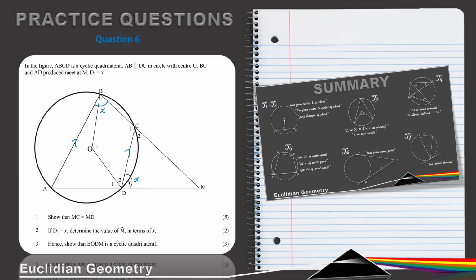Okay, and we also see that these lines are parallel, meaning that the corresponding angles will also be equal. So C2 will also be equal to x because they are corresponding angles and they are equal. Okay, so there we have it. We've shown that both of these angles are x, therefore both of these sides will be equal.